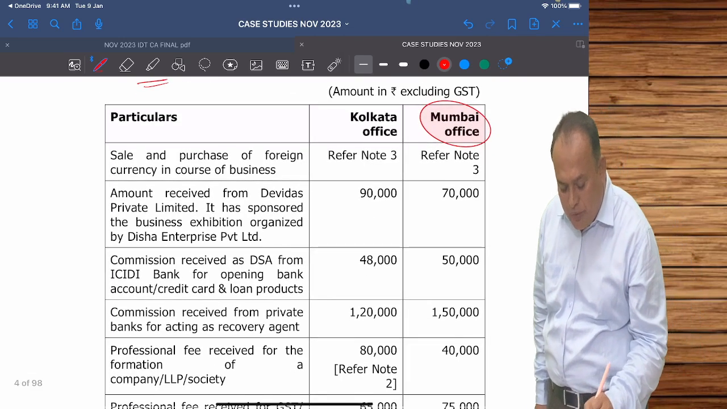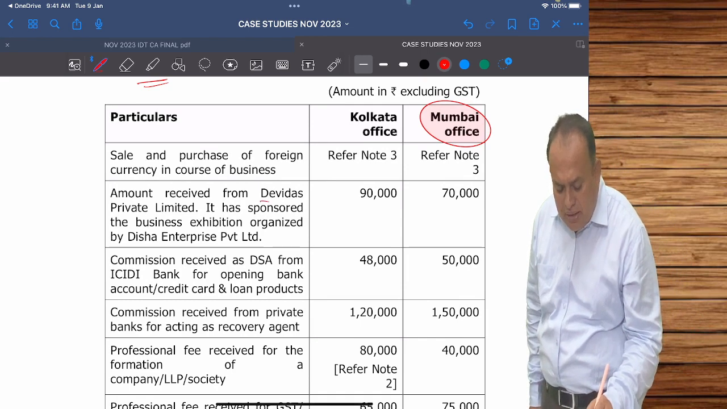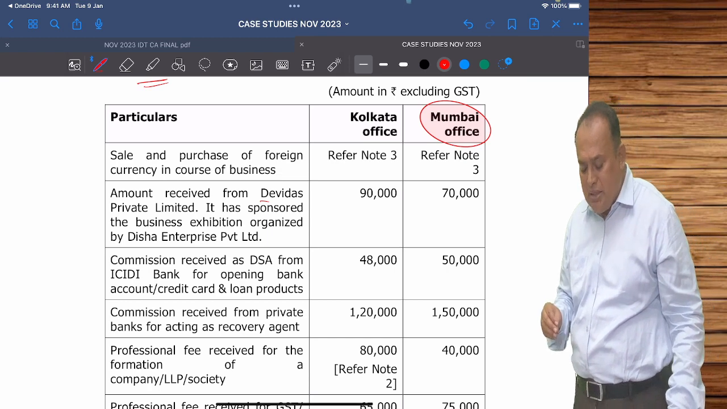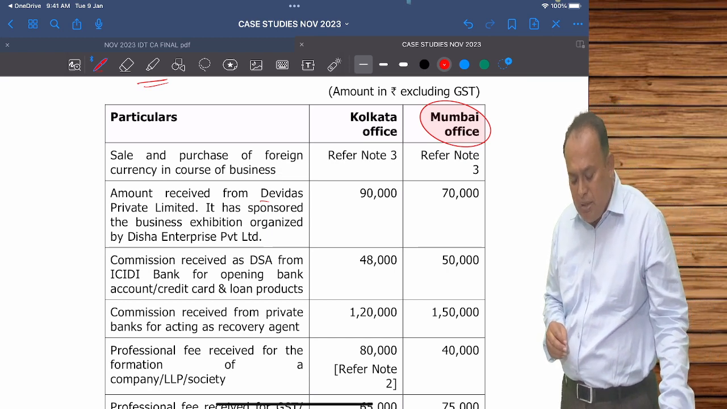See, the amount received from Devadas Private Limited. It has sponsored the business exhibition organized by Disha Enterprises Private Limited.